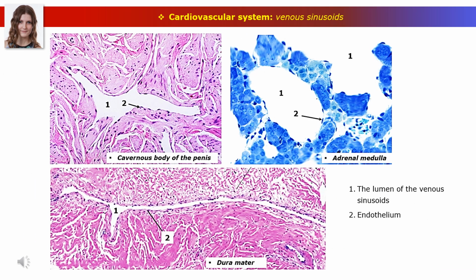There is also a special type of venous vessels, venous sinusoids. They are thin-walled extensions of the venous bloodstream. Filling them with venous blood is aimed at performing not metabolic, but other functions related to hematopoietic, such as in the spleen, endocrine, such as in the adrenal gland, or supporting, such as in the dura mater and cavernous bodies.